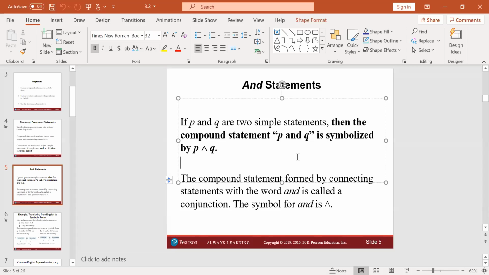So the word "and" does not expand anything in logic. It actually limits things. So let's talk about it. If P and Q are two simple statements, the compound statement "P and Q" is symbolized using this.